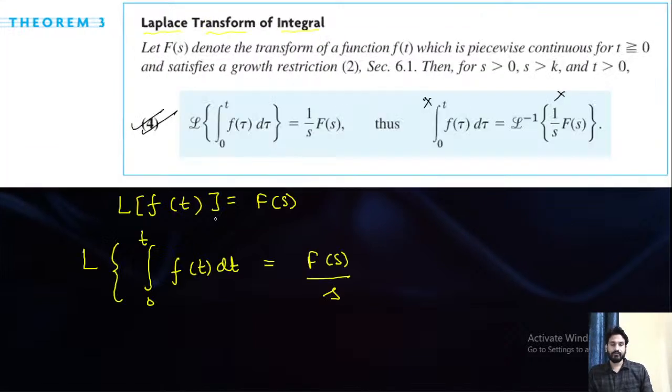Correct. This is my Laplace transform of the integral. Done. Great. Okay.